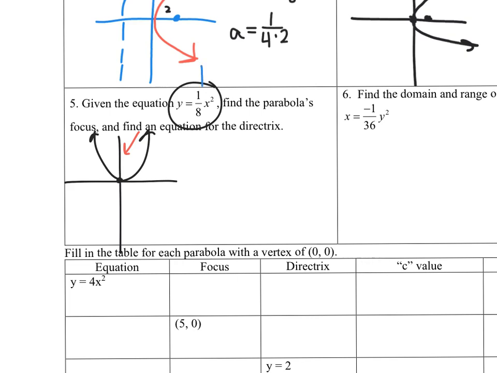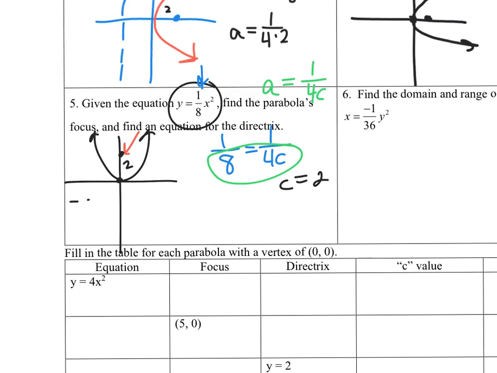So what I'm going to do is I need to use this a. So a is 1/8, and set that equal to 1/4c. Because remember, I'm using the equation a equals 1/4c. So I have my a as 1/8. This means that c has to be 2. So if the distance is 2, it means that this is going to be 2 on the y-axis, and then the directrix is going to be 2 units away. So the focus has to be at (0, 2), and the directrix has to be at y equals -2.